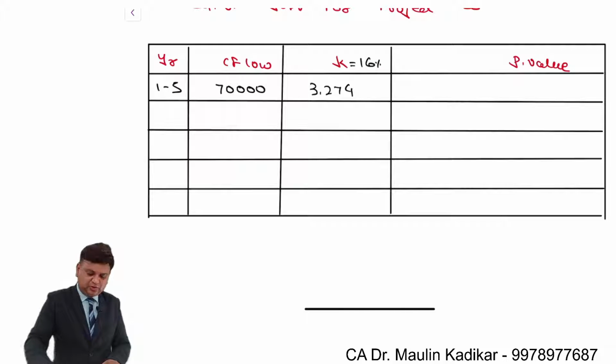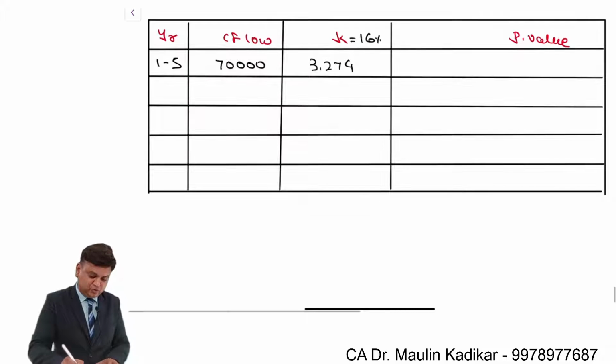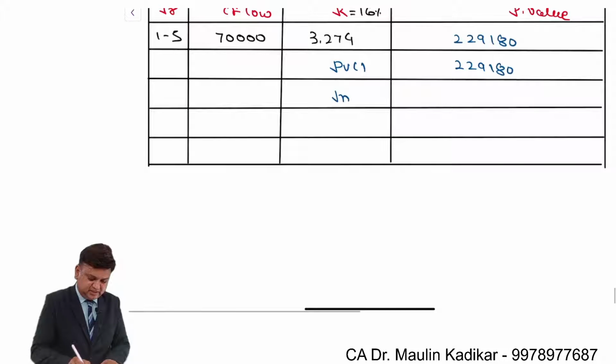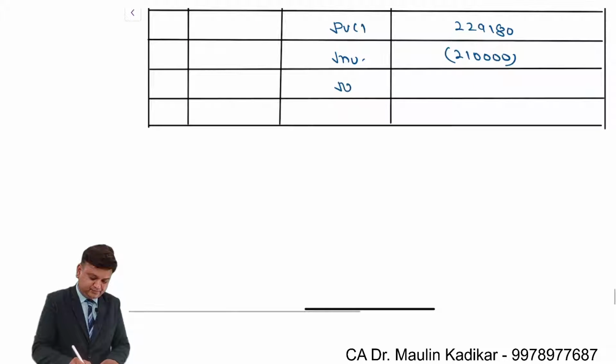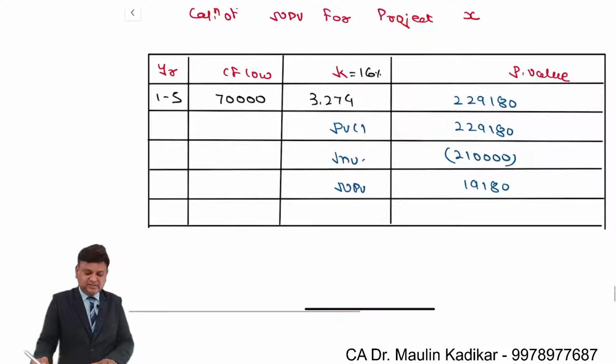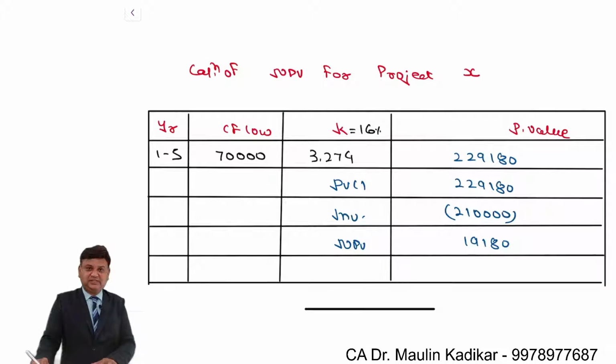70,000 into 3.274. So the present value of the cash inflow comes to 2,29,180. This is the present value of the cash inflow. From that, investment is deducted, 2,10,000, and the difference of that is NPV. So it is 19,180. This is the way we can do the answer for project X.